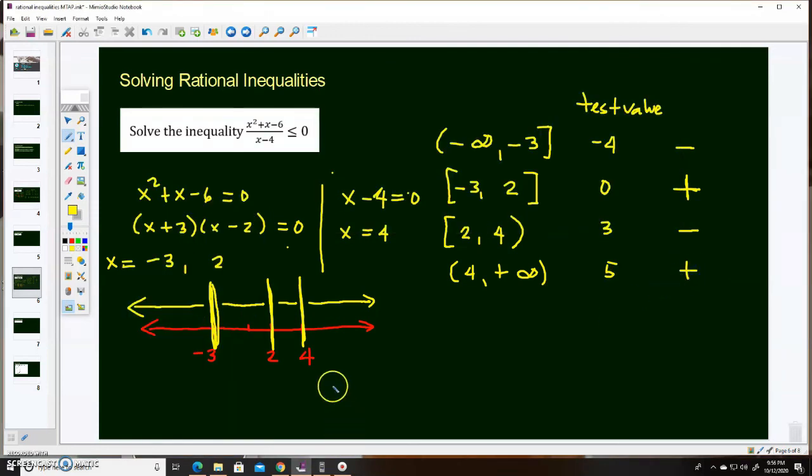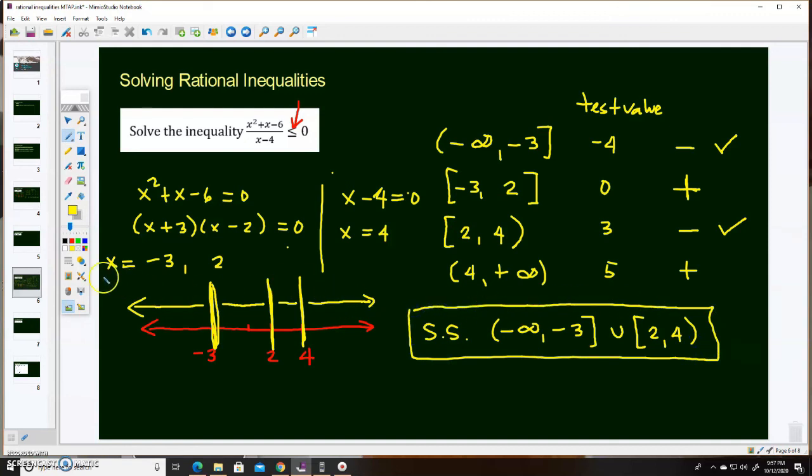Now let's go back to the inequality that we need to solve. Look at that, it's less than or equal to 0, and obviously that should be a negative. Therefore we will use these two regions as our solution set. The solution set would be all values from negative infinity to negative 3, included, union from 2 to 4, and 4 is not included. So that's it.